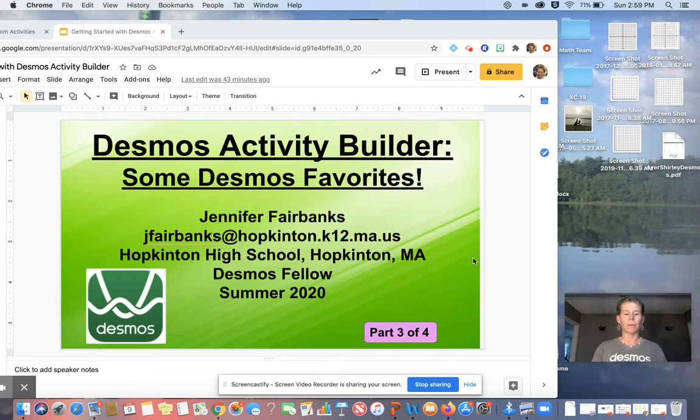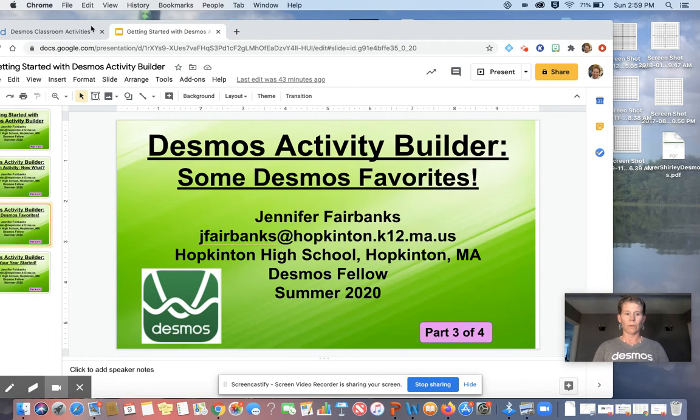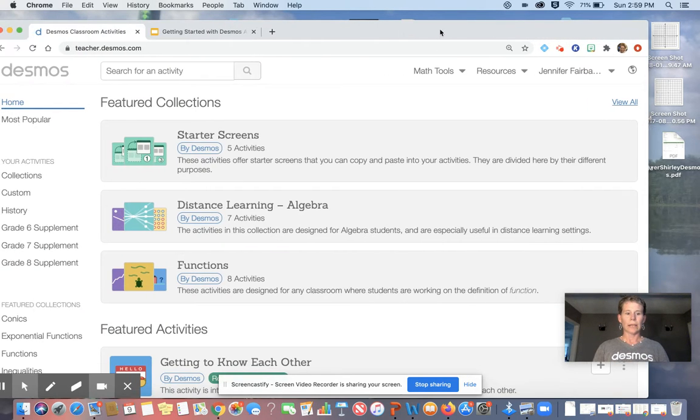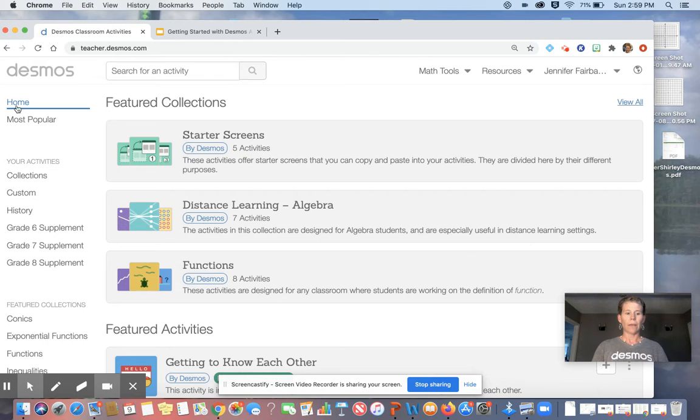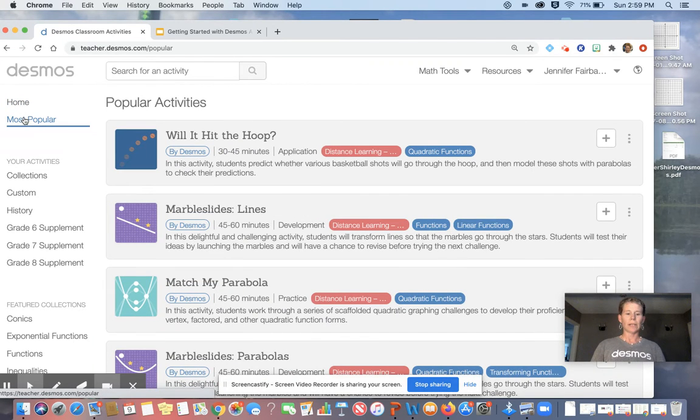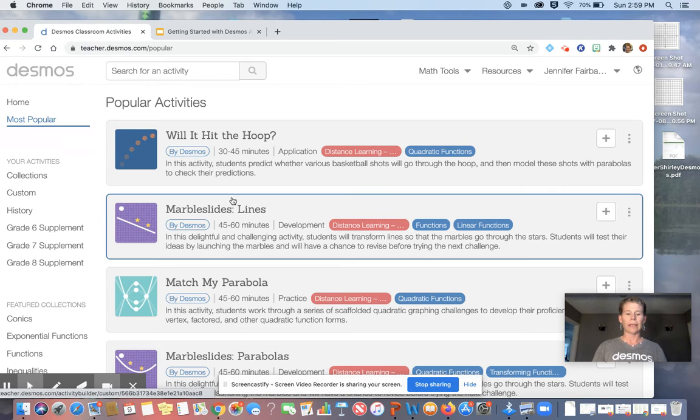I'm a public high school math teacher at Hopkinton High School in Hopkinton, Mass. And this is Desmos Activity Builder, some of my and my students' favorite Desmos activity builders. I'm going to invite you to go to teacher.desmos.com. We are on the home page. I'm actually going to go to the most popular and just kind of scroll through and highlight.